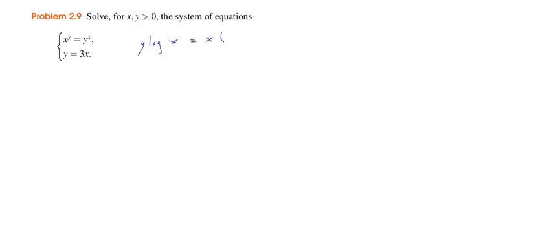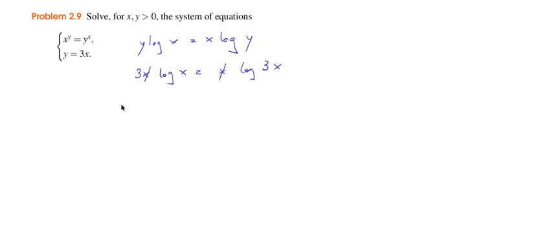But now we know that y is 3 times x, so I'm going to plug it in: 3x times the logarithm of x, and then x times the logarithm of 3x. And because x is positive, we know it's not 0, so we can cancel it out by dividing both sides by x. And so we have 3 times the logarithm of x and the logarithm of 3x.